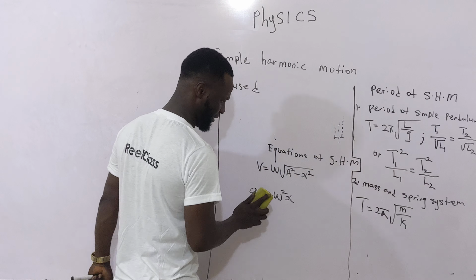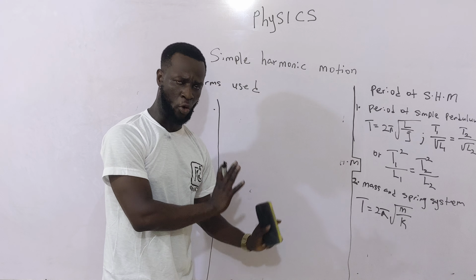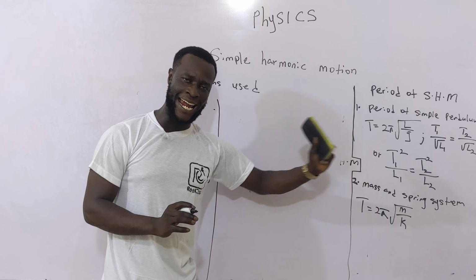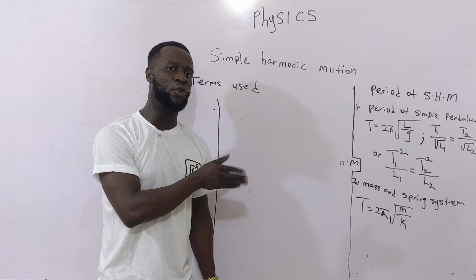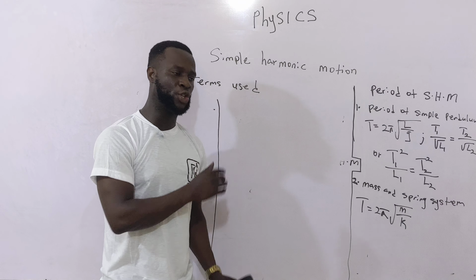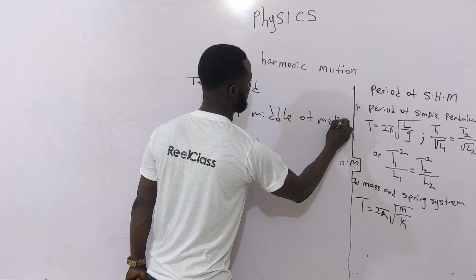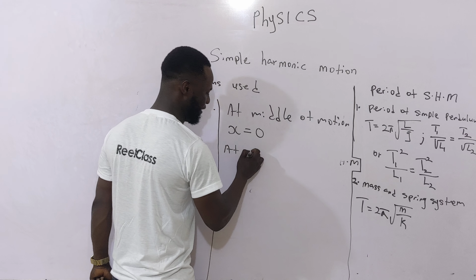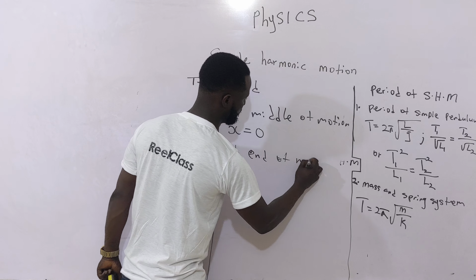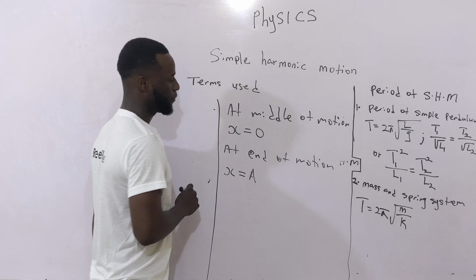You should understand that there are two extremes you should also consider. These two extremes are the end of motion and the middle of motion. Remember, I told you that the middle of motion is the same thing as the equilibrium position. You should know this: at the middle of motion, x is equal to 0, and at the end of motion, x is equal to A.